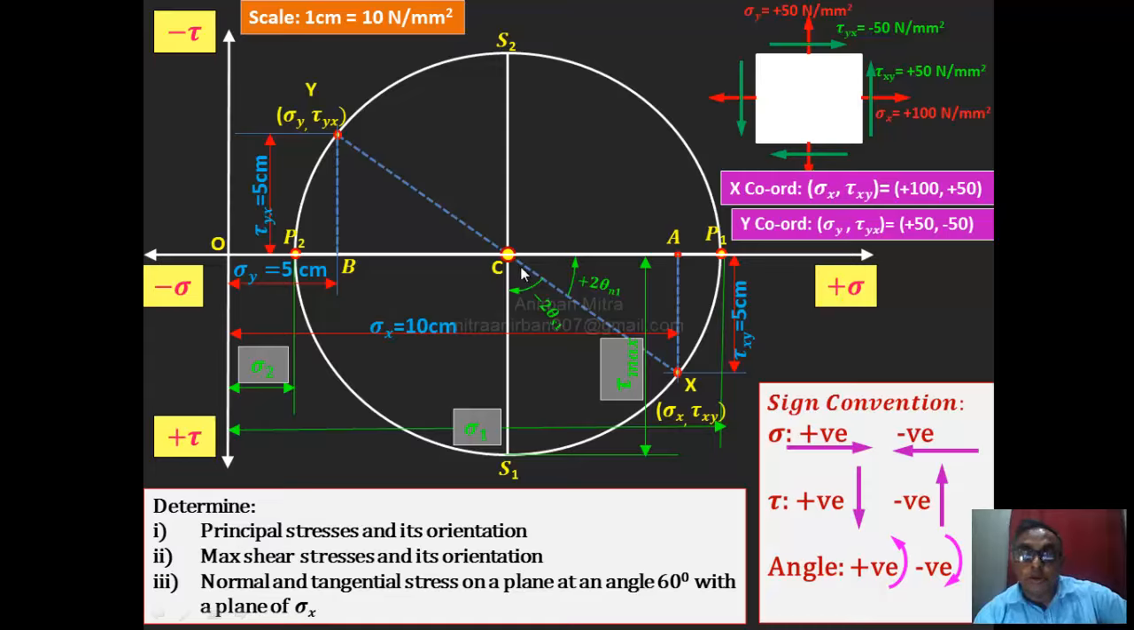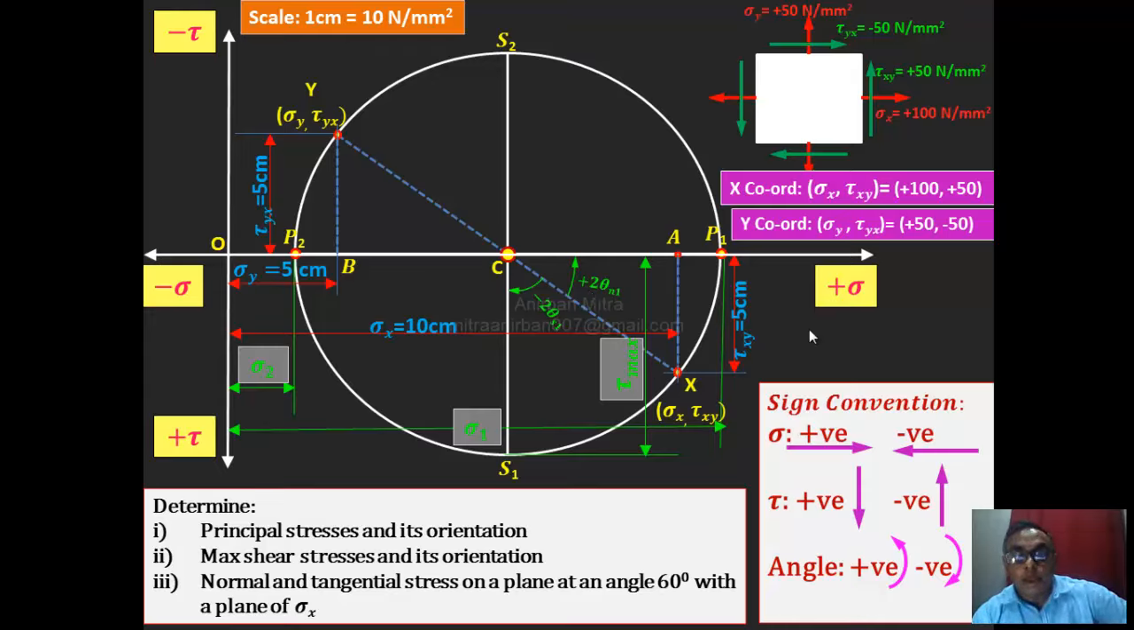This is called the plane of sigma x, right? Okay, as it is in the x point. So we have to measure every angle with the plane of sigma x. So here also the 60 degree angle we have to measure with this. In the problem, whatever angle is given, in the Mohr circle it is double. Or in the Mohr circle, whatever angle we are finding out, in the normal problem it's half of that one.